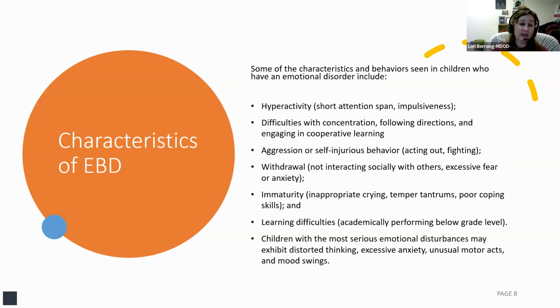Learning difficulties, so that can be part of an EBD. And then children with the most serious emotional disturbances can, and again, I'm saying children, but this could be anybody, exhibit distorted thinking, excessive anxiety, unusual motor acts, and mood swings. Again, these are characteristics. This is not all encompassing, but these are some characteristics that we might see with emotional behavioral disorder diagnoses, or these could be standalone characteristics that we're noticing with someone and we want to help address those.